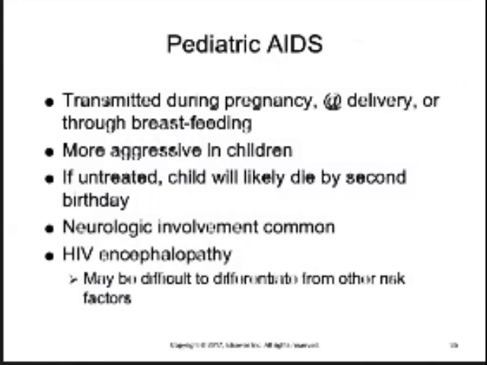Pediatric AIDS is transmitted during pregnancy, at delivery, or through breastfeeding. It's more aggressive in children. If untreated, the child will likely die by a second birthday, and there's often neurologic involvement. HIV-induced encephalopathy may be difficult to differentiate from other risk factors. Basically, when we're talking about encephalopathy, we're talking about inflammation of the brain. And of course, the problem here is that neurons are destroyed and they do not grow back, right?